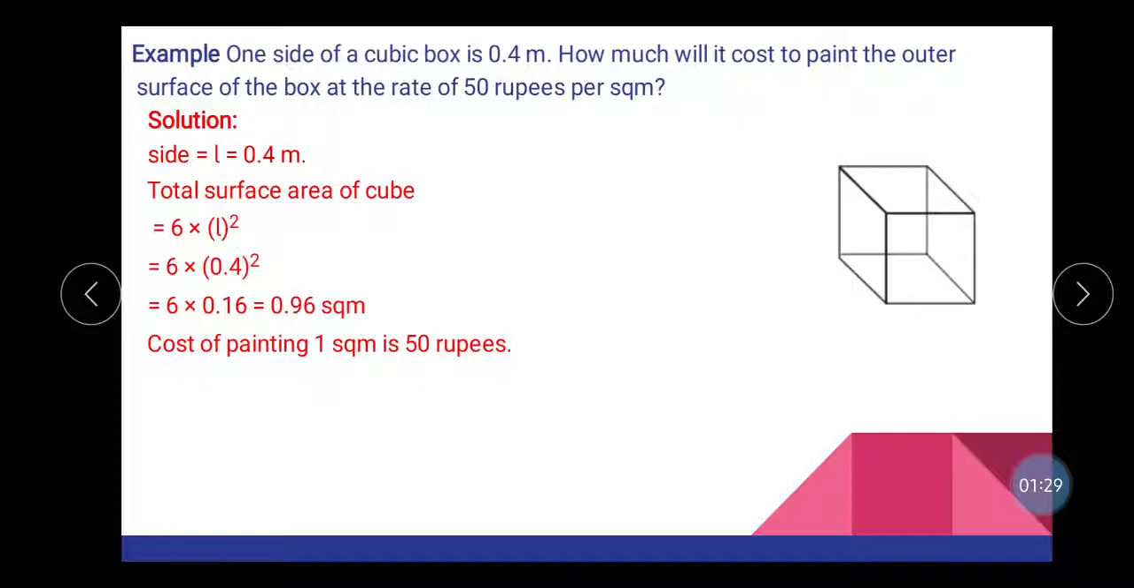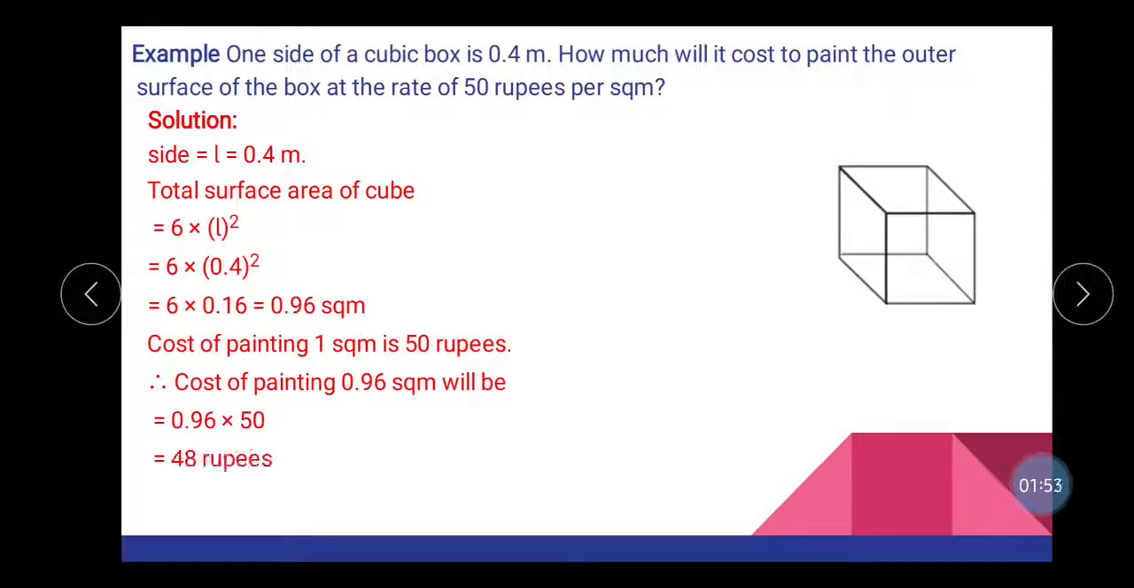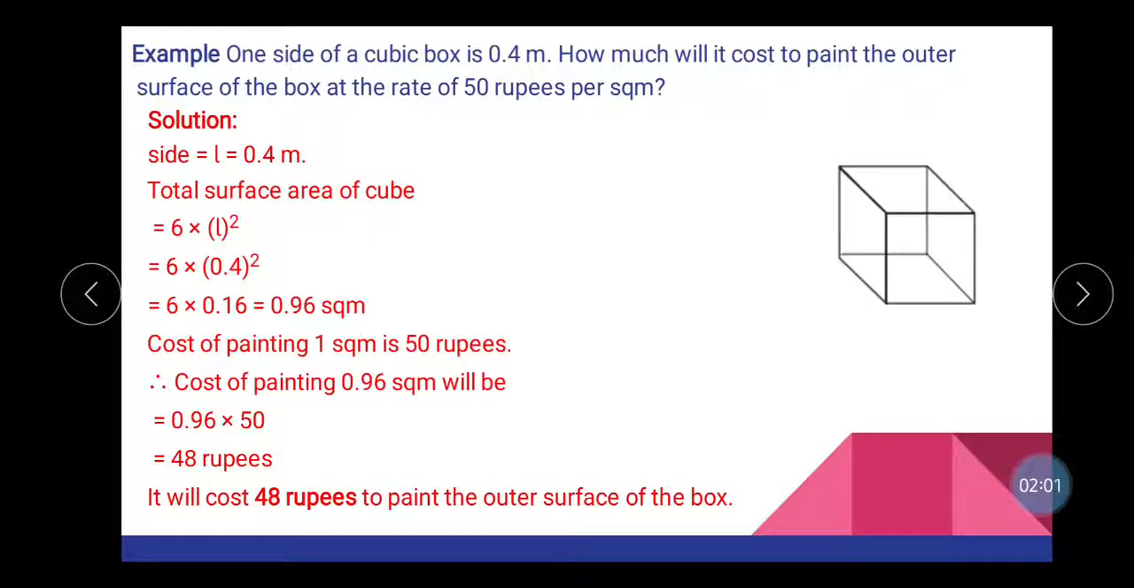Now, cost of painting 1 square meter is given as rupees 50. So, per square meter it is given as 50 rupees. So, we need to calculate on the total surface area of this cube. So, we'll get the cost of painting 0.96 square meter will be 0.96 into 50. When you multiply it, you will get the answer as 48 rupees. So, it will cost rupees 48 to paint the outer surface of the box.